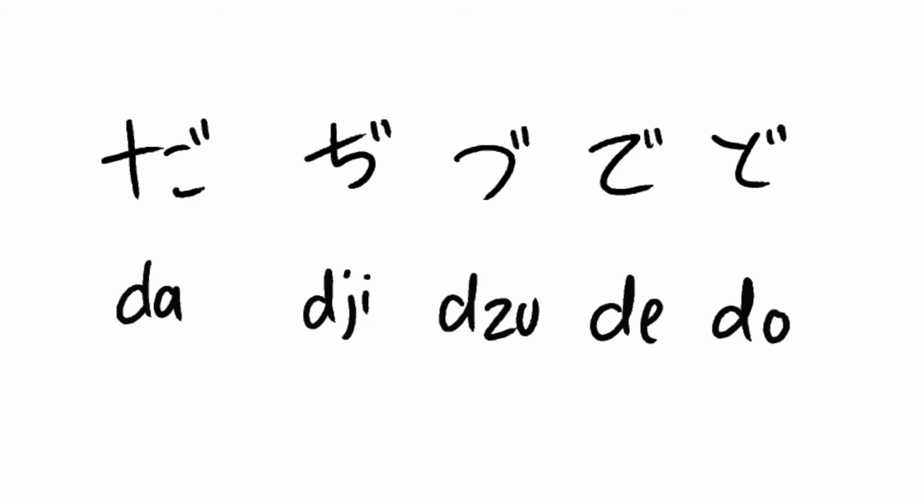So the symbols themselves look exactly like ta, chi, tsu, te, to, but you can see we've added these little accent pieces on the top right corner of each one of them, which changes the consonant T into a consonant D. So these are not pronounced ta, chi, tsu, te, to, but they are pronounced da, ji, zu, de, do.